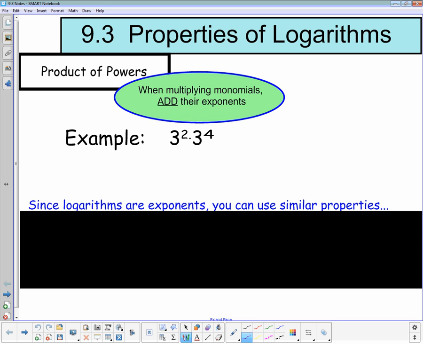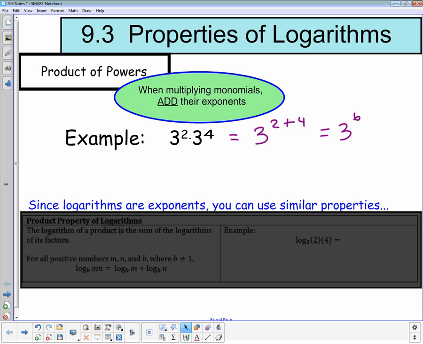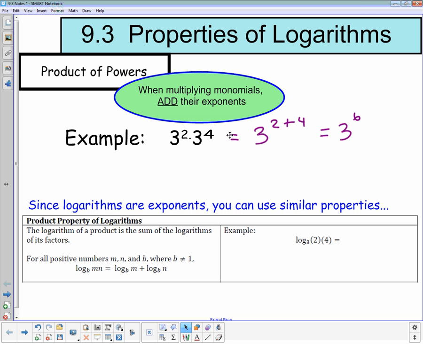Let's think back to our properties of exponents, since exponents and logarithms are really just inverses of each other. When we look back at something like 3 to the second times 3 to the fourth, we know that we need to add those two exponents together, and we end up with 3 to the 2 plus 4 power, which is 3 to the sixth power. Since logarithms and exponential functions are inverses of each other, the property for logarithms is also similar.